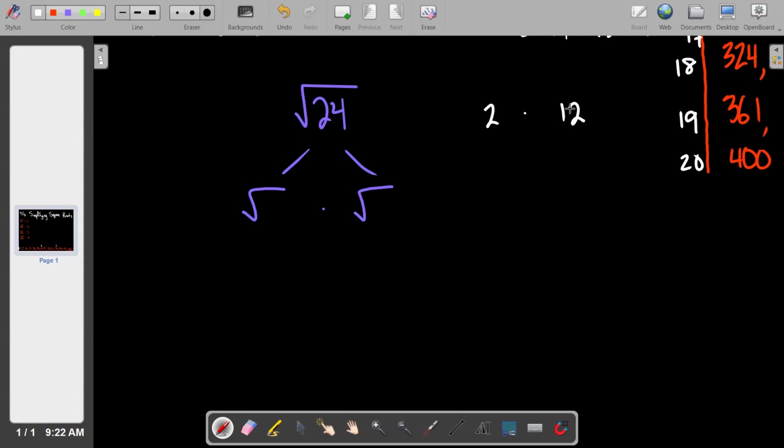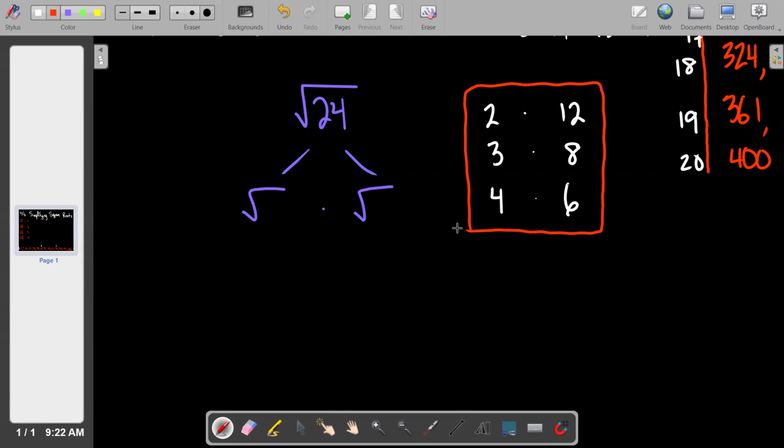And the way I do factor pairs is I work my way up the left side as the right side gets smaller. The next thing I know and you know is that 3 times 8 also makes 24, right? And there's one more, and it's 4 times 6. So far, so good? There are 6 numbers in this box. Which one do you think we like?